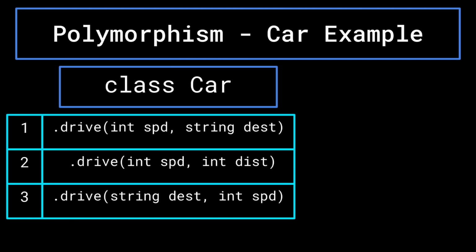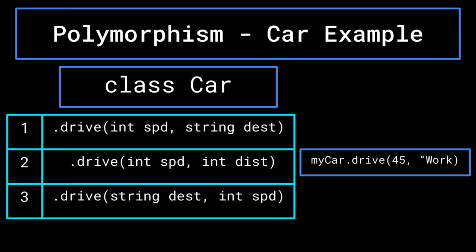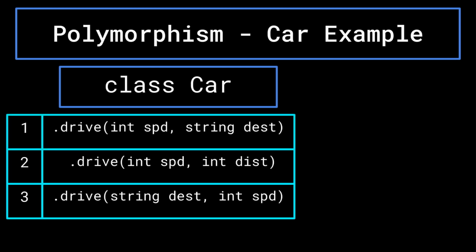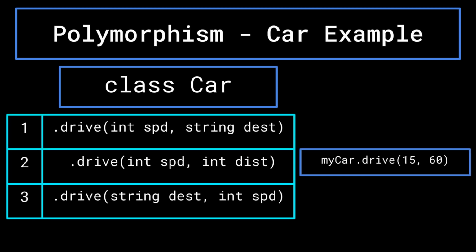For example, were I to call myCar.drive(45, "work"), drive method 1 would be called, as the argument given indicates that this is the method I would like to call. Furthermore, myCar.drive(15, 60) would call drive method 2, and myCar.drive("school", 30) would call drive method 3.